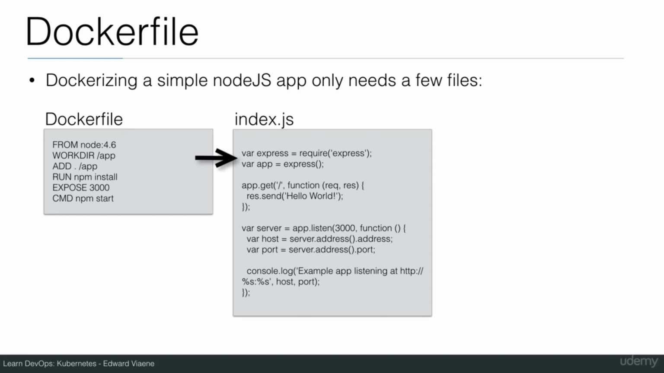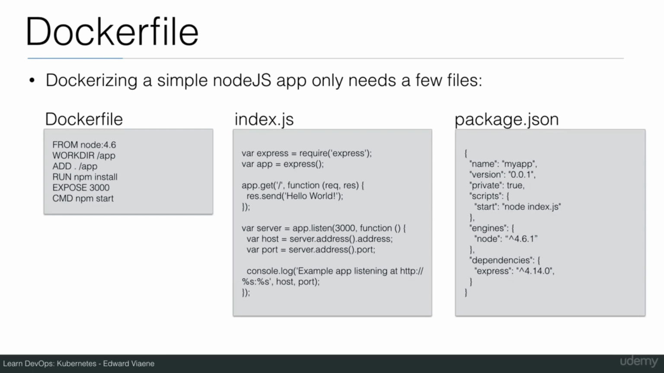It's going to load some of the dependencies that it needs to start a server. And then when it gets a hit on / the main page, it's just going to say hello world. This app is going to listen on port 3000. And when it starts, it's going to print to the console: the example app is listening at host and port.